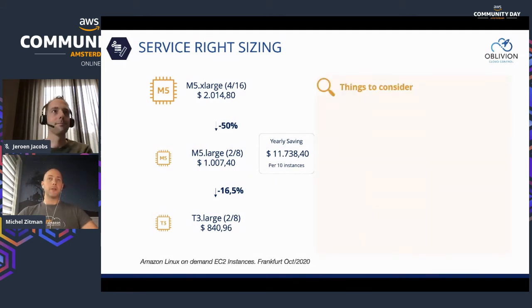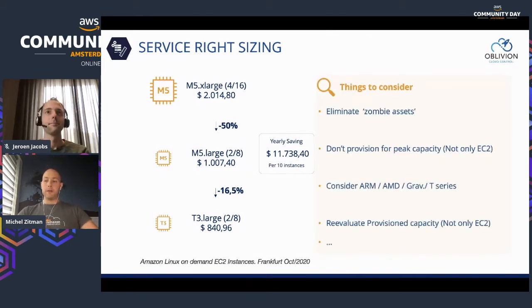And a few other things to consider are the elimination of zombie assets. But as I said, don't stick only to EC2. This can also be applied to RDS and other services. And also, when there are a lot of right sizing opportunities, especially after migrations, yeah, on-prem to AWS.